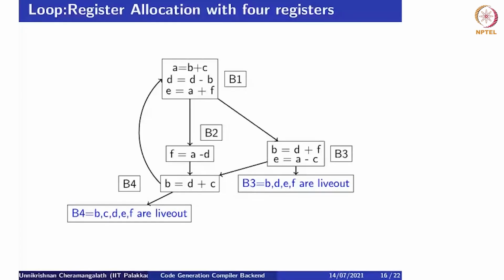So B has a value now, and its value will be used in some of the successor blocks, which are not shown in this diagram. That means before B is redefined, it will be used again. Same for C, D, E, F. Now I want to compute the live in for B4 and live in for B3. What will be live in for B4 and B3?